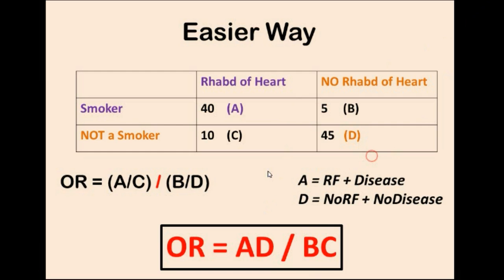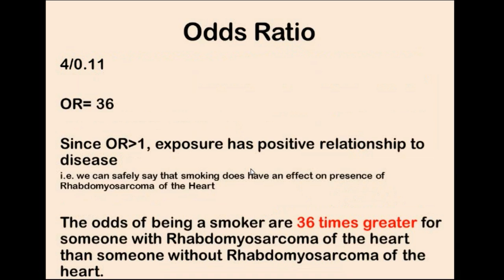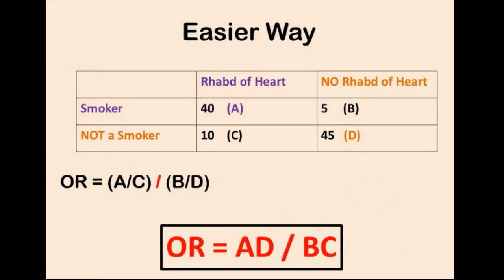And again, it still makes sense, because essentially what you're doing, for example, if you look over here, A divided by C, all you're taking is the people from the case group who are smokers, the odds of being a smoker, in this case 40 divided by 10, and divided by here, from the control group, 5 divided by 45, so 5 who are smokers divided by 45 who are not smokers, which is exactly what we did in this whole scenario over here.